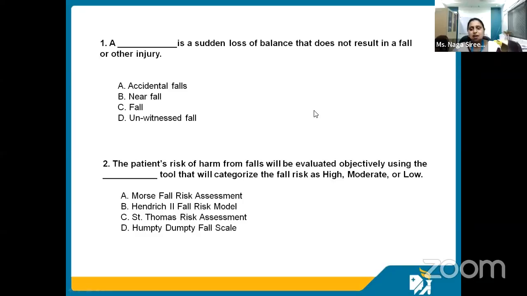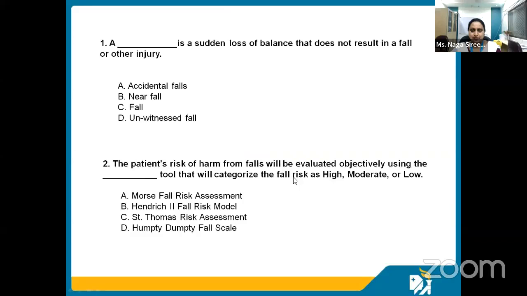An accidental fall is, as I already explained to you, when the patient is normal and suddenly has a fall. And if it's a sudden fall, balance is lost, and the fall really happened. The patient lost the balance and really had a fall.